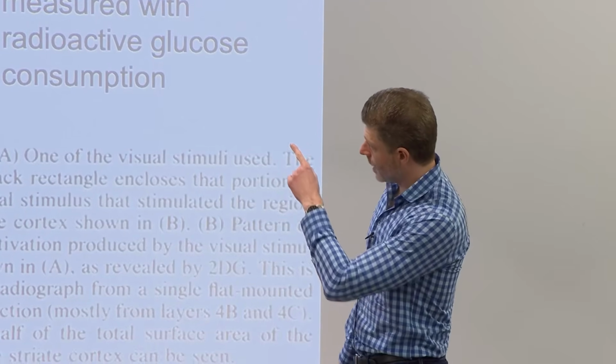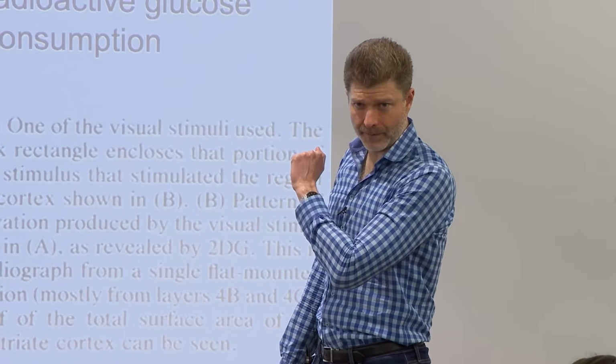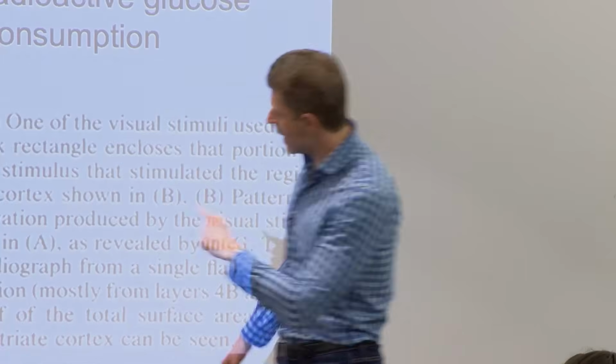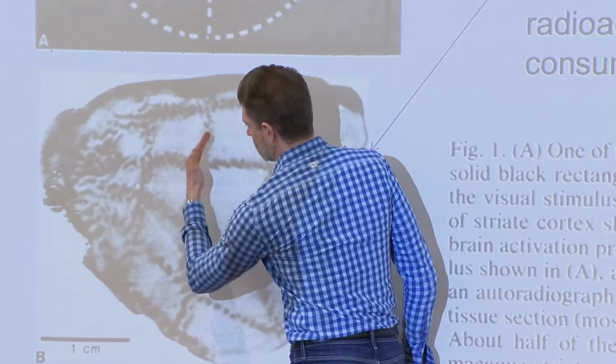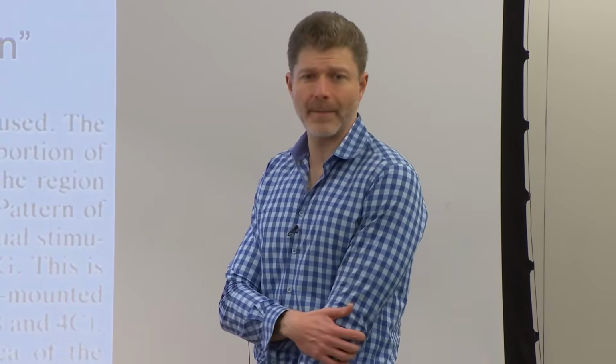But the other thing to take away from this is that the spacing of the rings is not uniform. The ones very close to the fovea are very closely spaced, and as you move out to the periphery, they become much further apart. Whereas in the visual cortex, the spacing is pretty uniform. So the stripes on the screen don't translate to a similar spacing in the visual cortex. And this represents a very important phenomenon known as cortical magnification.